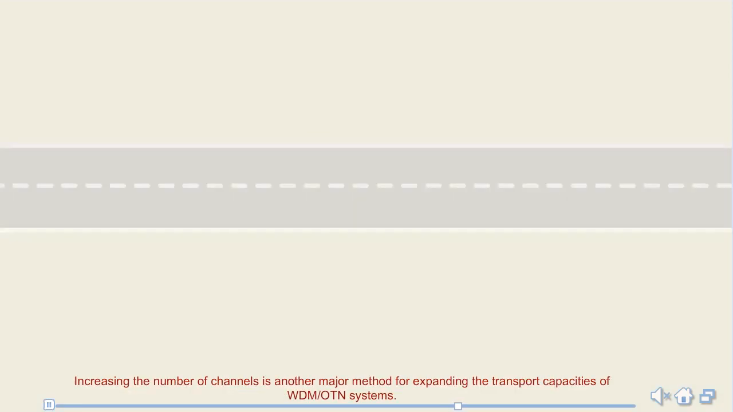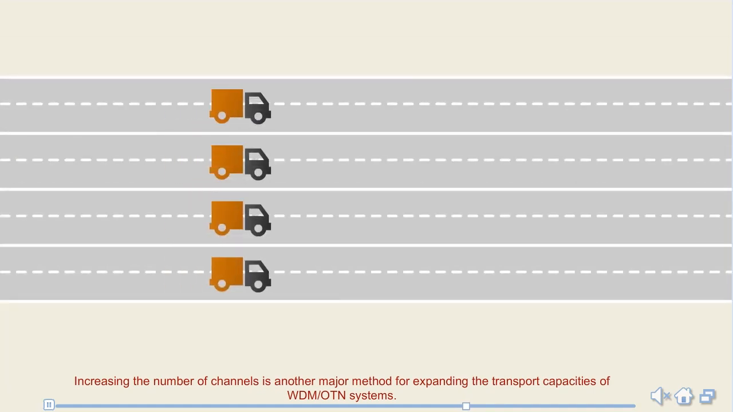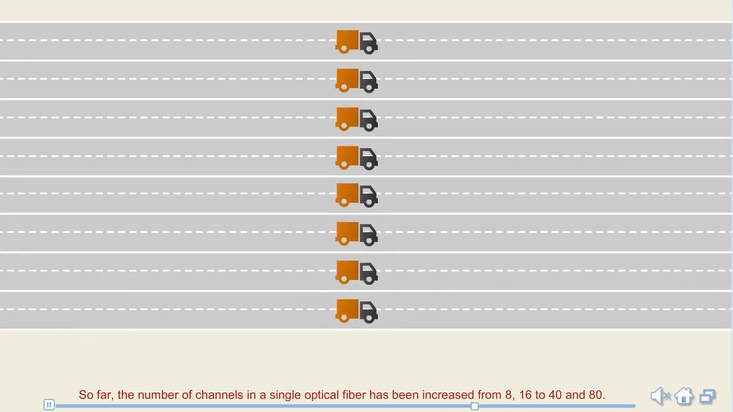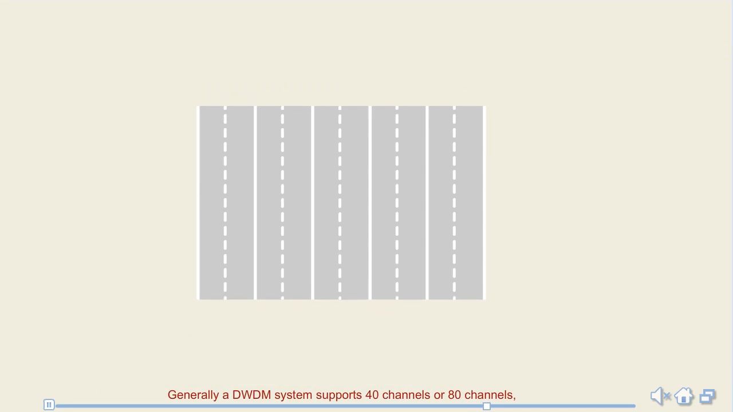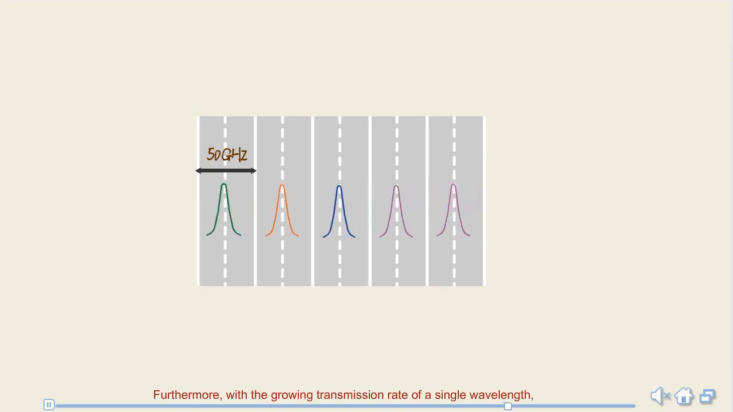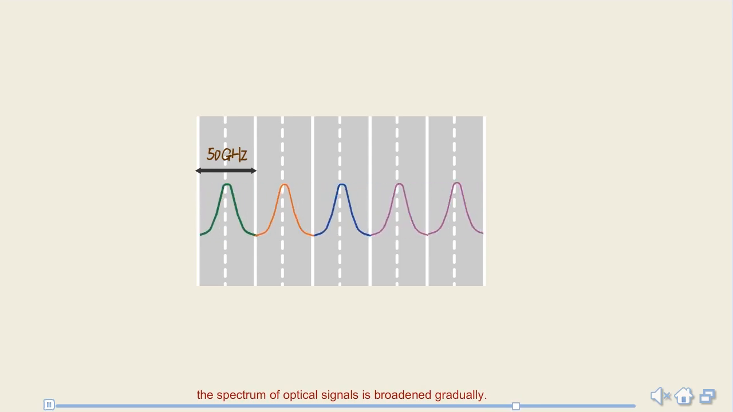Increasing the number of channels is another major method for expanding the transport capacities of WDM and OTN systems. So far, the number of channels in a single optical fiber has been increased from 8, 16 to 40 and 80. Generally, a DWDM system supports 40 channels or 80 channels, with a fixed channel spacing of 100 GHz or 50 GHz respectively. Furthermore, with a growing transmission rate of single wavelength, the spectrum of optical signals is broadened gradually.